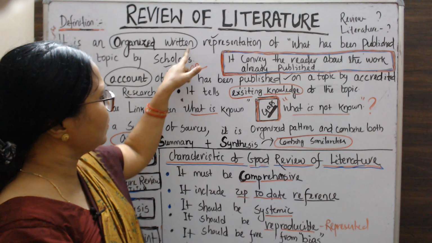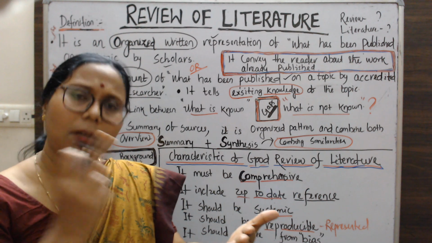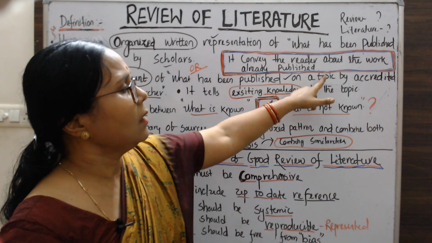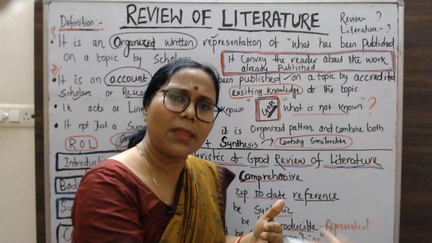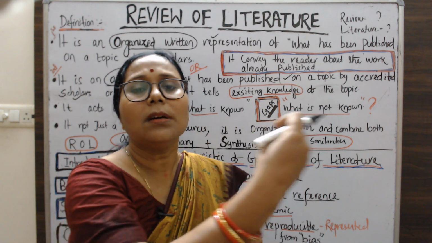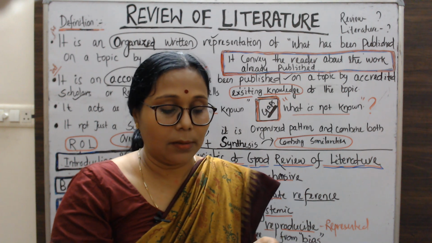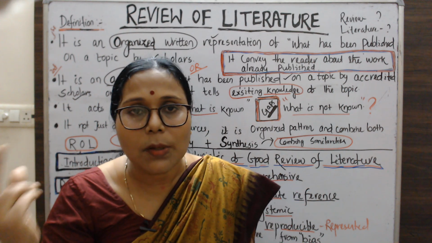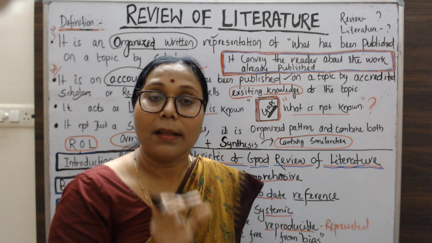When the reader reads the review of literature written by a scholar or researcher, it conveys what work has already been published, so you do not unnecessarily find out the same thing. You will do something new. It helps the researcher avoid duplication of the same research problem. By the review of literature we get a new idea, or find the gap, the point that has been missed out by the scholar, and you will take that gap. That is called review of literature.